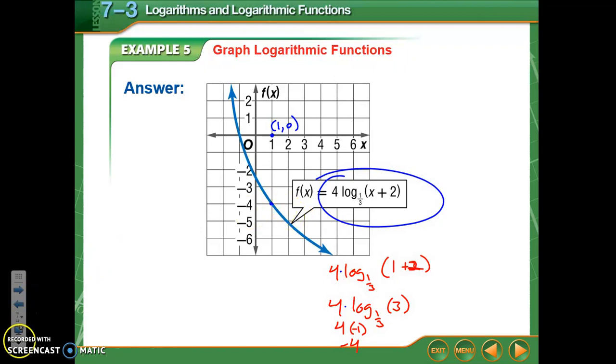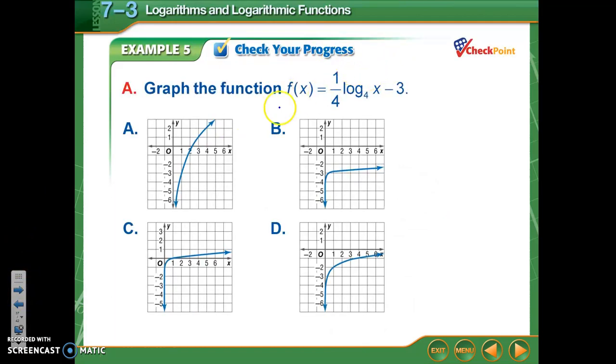Okay? Another point. All right, I want you guys to try graphing this function with its transformations. Okay, in this case you should have gotten B. Notice here that this is a transformation down 3 and a vertical compression of 1/4.